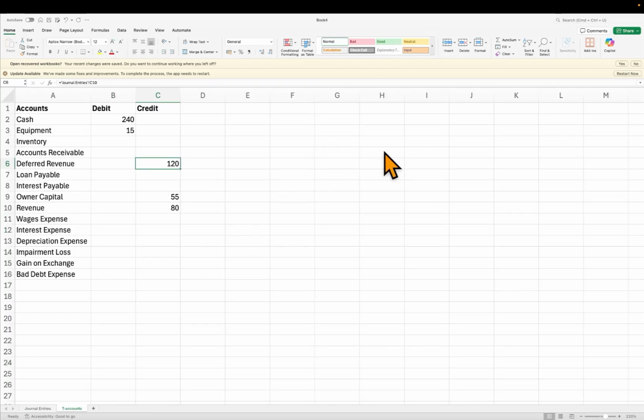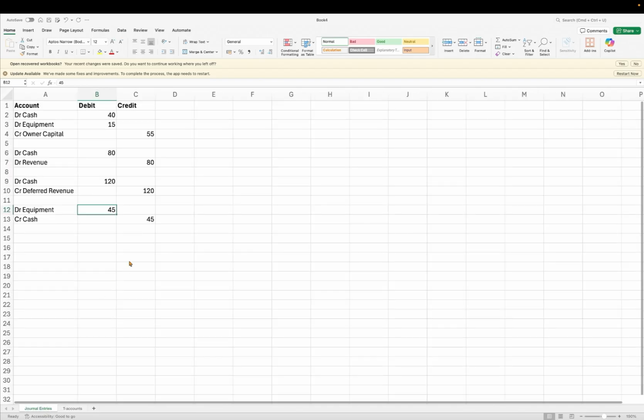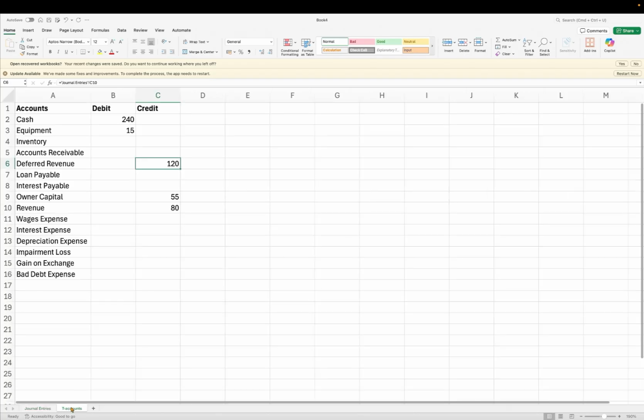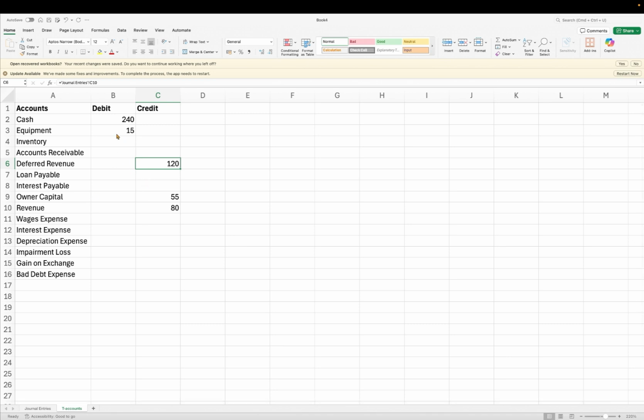So, posting the debit portion of the fourth transaction to the ledger, the journal entry shows a debit of 45 to equipment, because equipment already had a debit of 15 from a previous existing balance.